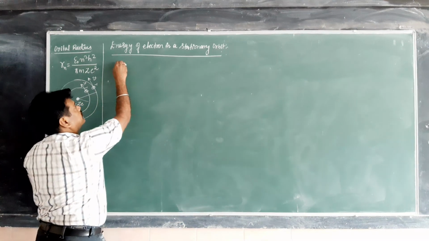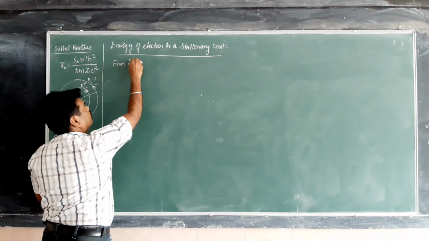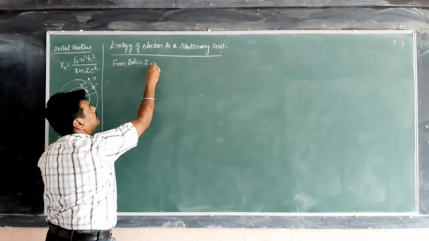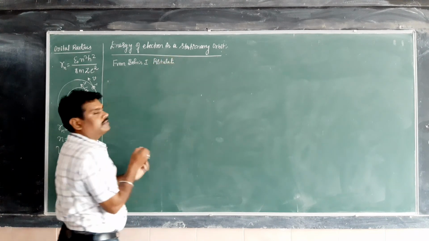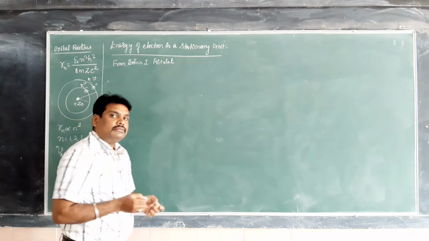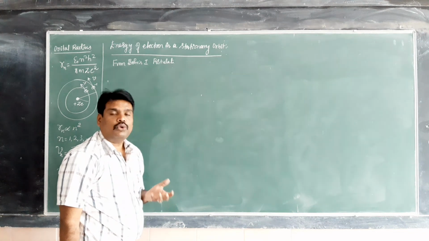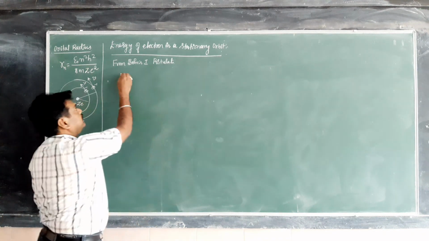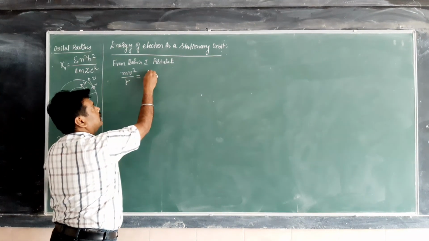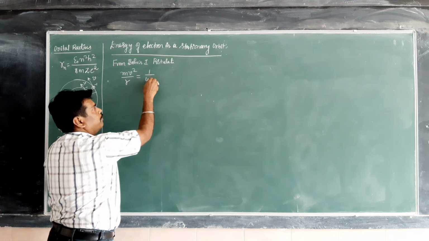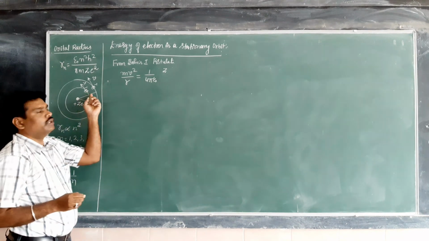So I will write from Bohr's first postulate. What is Bohr's first postulate? The atom should have stationary orbits where the electrons can revolve without radiating any energy. So for that, m v square divided by r is equal to 1 divided by 4 pi epsilon naught into charge 1, which is plus z, charge 2, which is minus e.